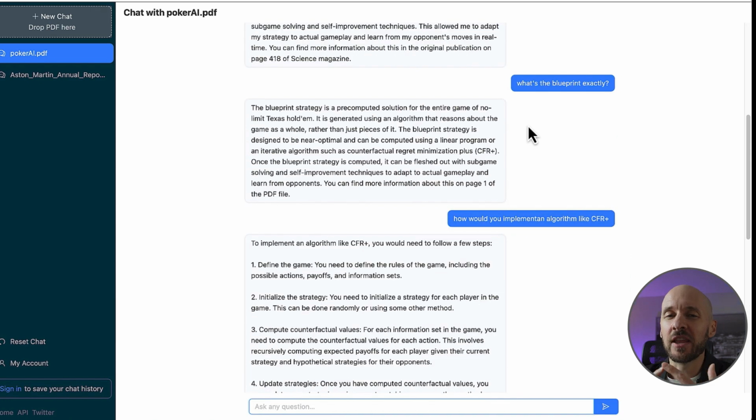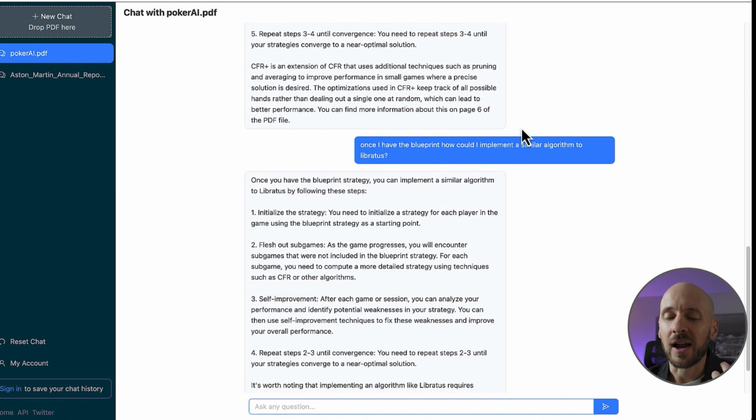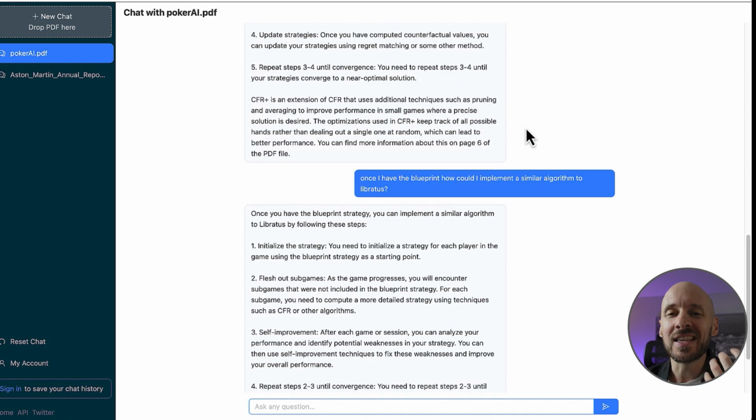So here I've been chatting with the document. I asked the document quite a few questions about the algorithm that they used and how I could implement it myself. And honestly, I find it amazing that you can interact with the document. I feel it's a new way to actually read a complex document.